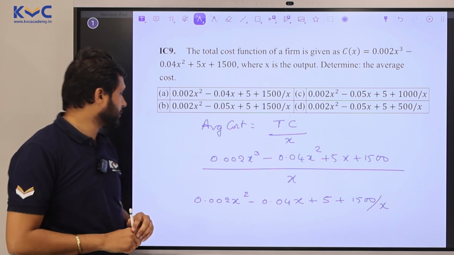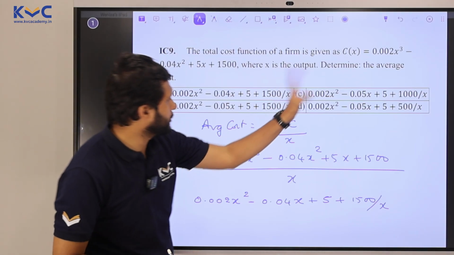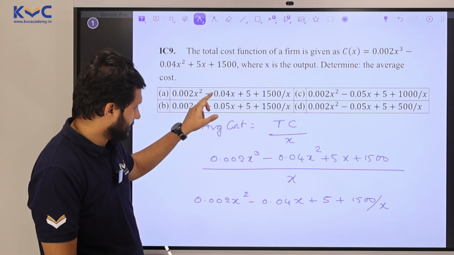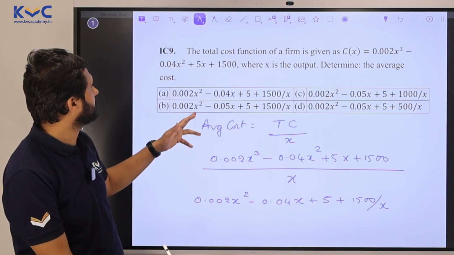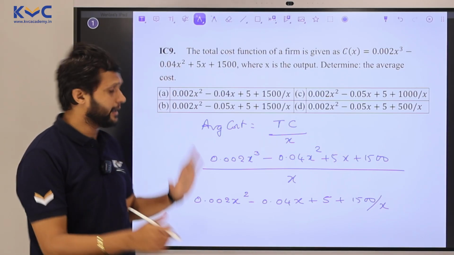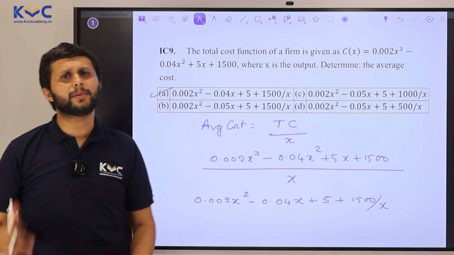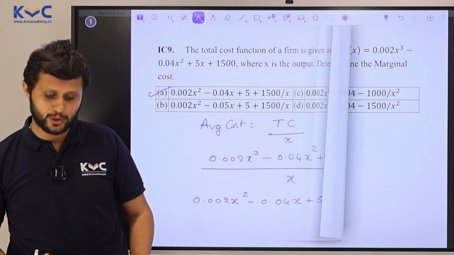Where do we have it in the options? Okay, those two are out. These two we have 1500 by x plus 5. This is 0.04. I don't know how they got 0.05. Never mind. Option A is the right answer. We just have to divide the cost by number of units. We'll move to the next question.